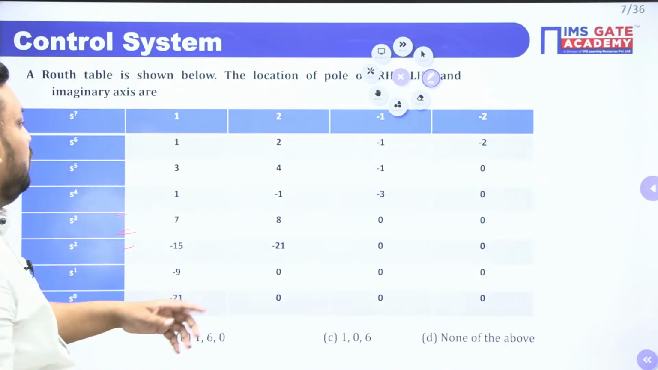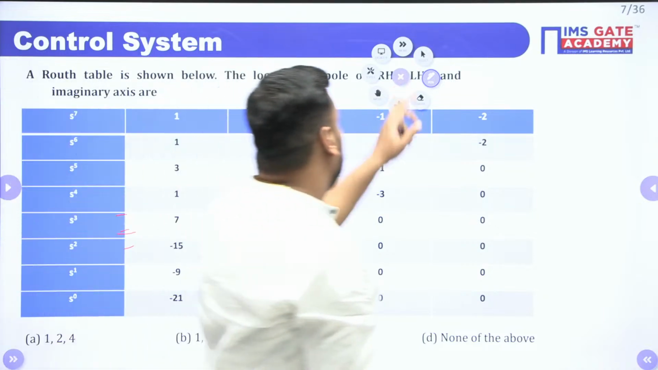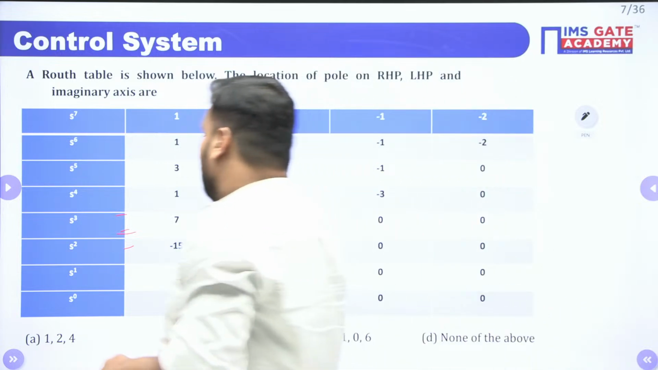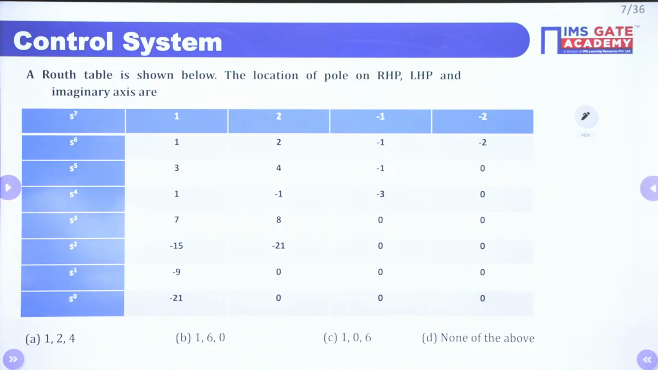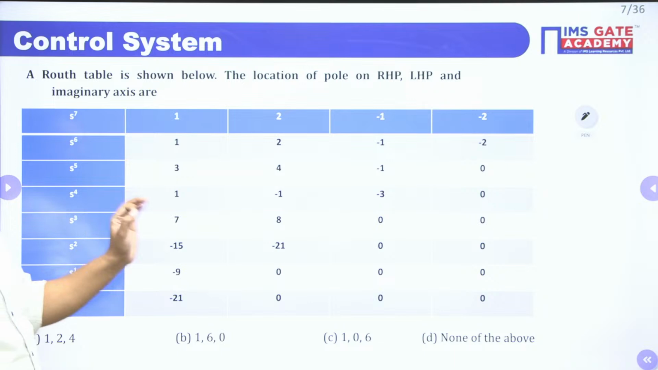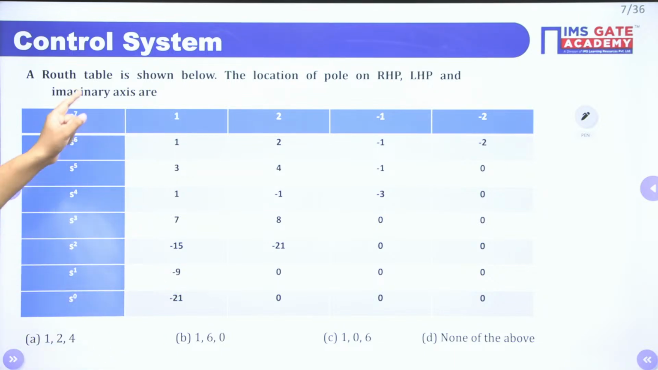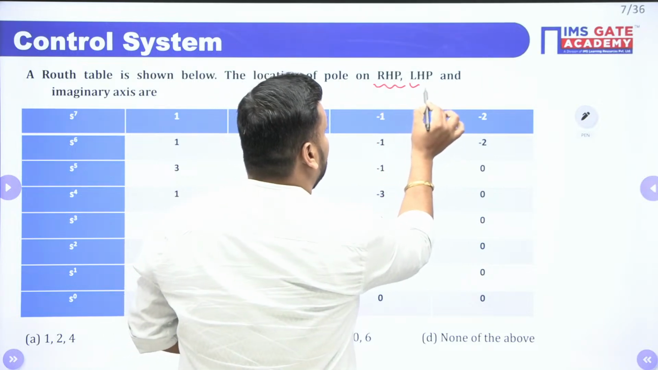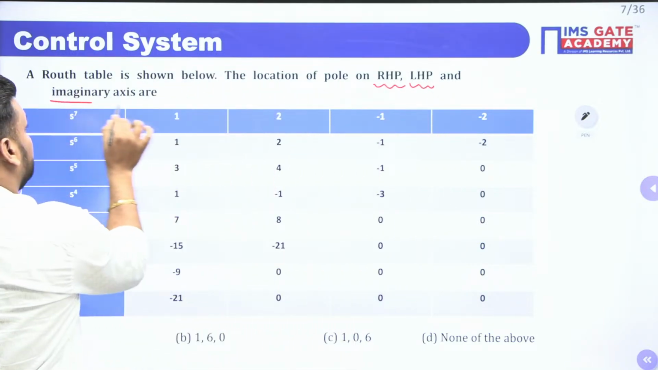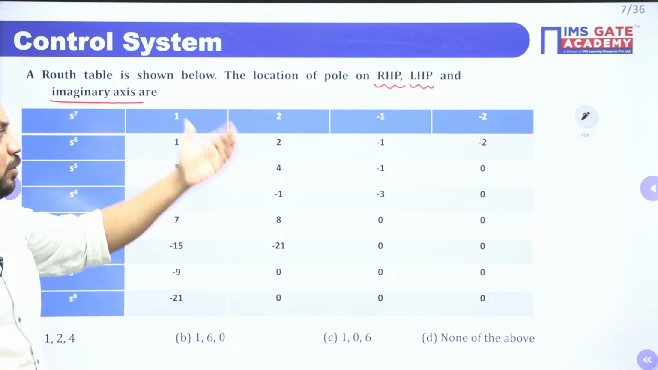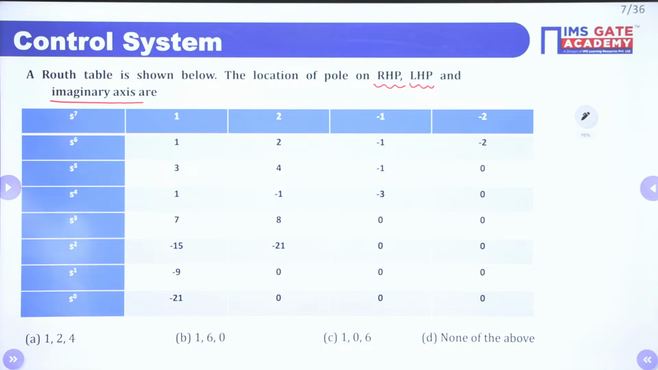Now the next question is here. It is also a good question, and you can only solve it if you have strong concepts of Routh-Hurwitz, of the Routh table. Whenever such a question comes, the data is already given and the examiner only wants to check your concept. You have to reply the location in this sequence: RHP first, then LHP, and then the imaginary axis.